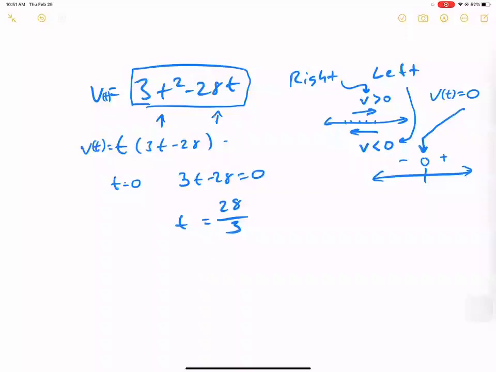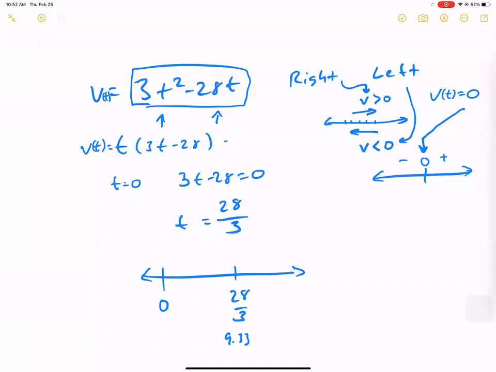All right, so let's draw a simple number line here. So t is 0, that's a nice freebie for me. And then we have 28 over 3. All right, so in this graph, at what point do we end up? What is 28 over 3? That's like 9.33, right? Just FYI, 9.33.